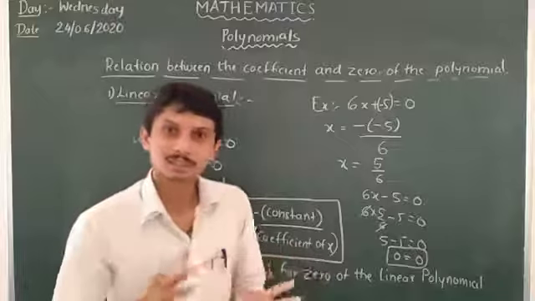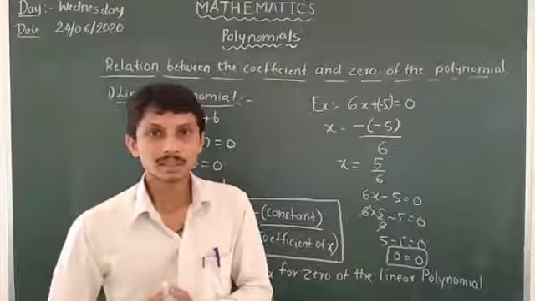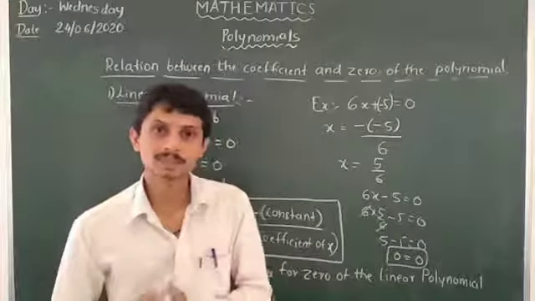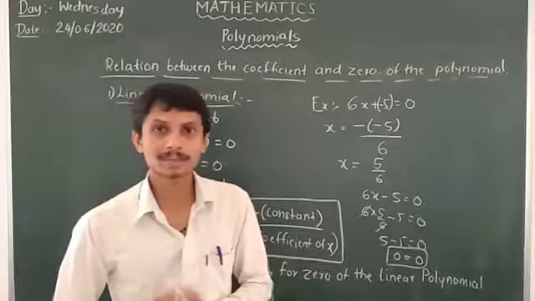Keep on taking some linear polynomials, draw the geometrical representation, and find the relation between coefficient and 0 of the polynomial.